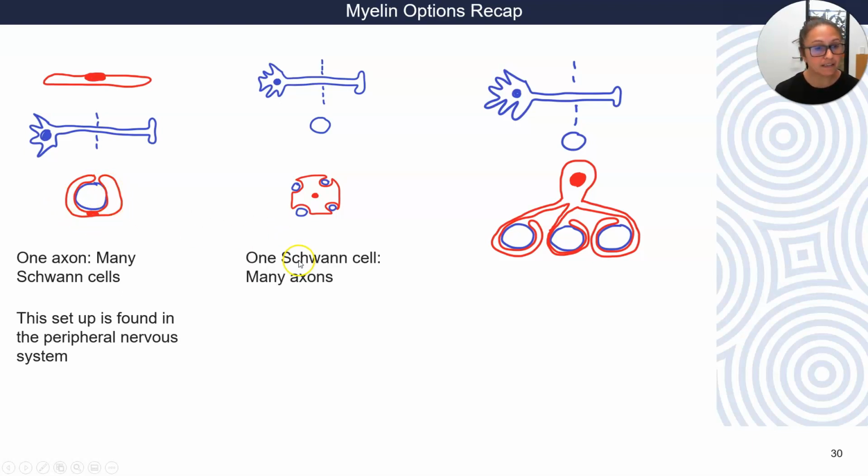Okay, let's have a look at this one. See, this is one axon, many Schwann cells, because you can have lots and lots and lots of them on there. Let's have a look at this kind of setup. You've got one Schwann cell, but many axons snuggling in. So it's like you have a bean bag, and you have multiple people snuggled into the bean bag. Okay, that's this second kind of setup.